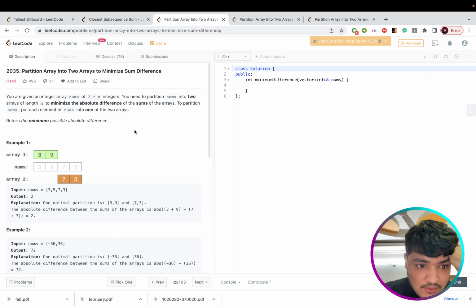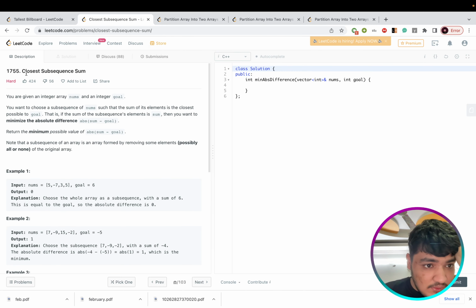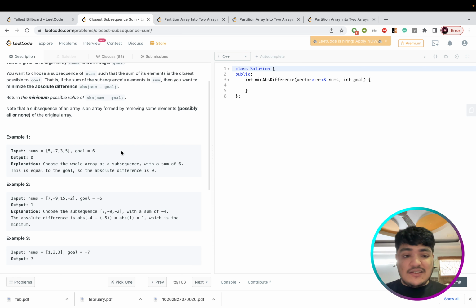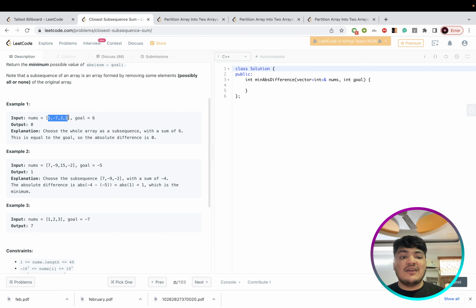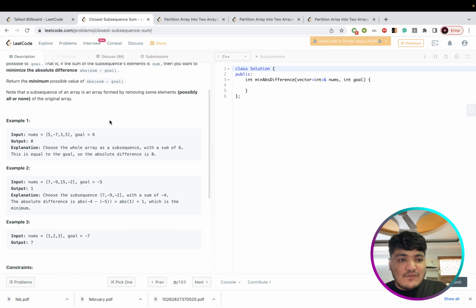You could also similarly try out these two problems. This is closest subsequence sum. Here your goal is to achieve the minimum possible value of sum minus goal, where sum is from any particular subset. So what you are going to do is again divide the array into two parts, and then again calculate this x and this sum minus x, and see that you have to get this partition value as close as possible to sum minus x, so as to minimize your particular goal value. So this is what you have to do in this problem.